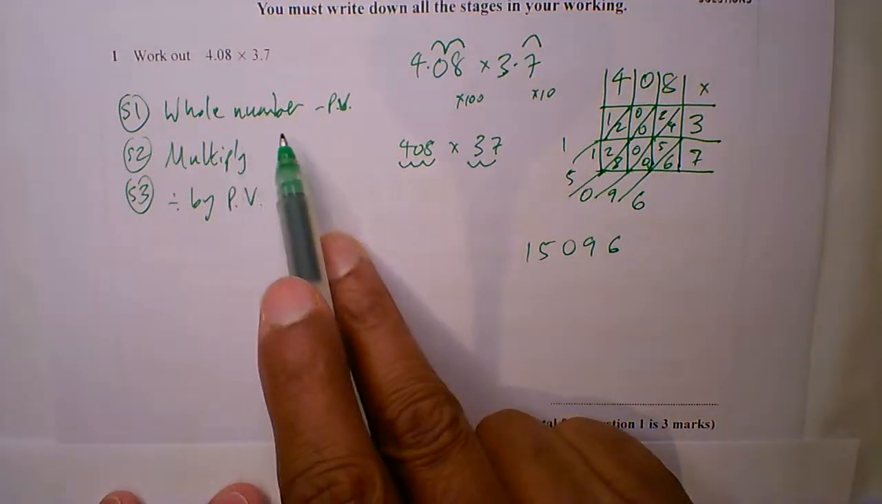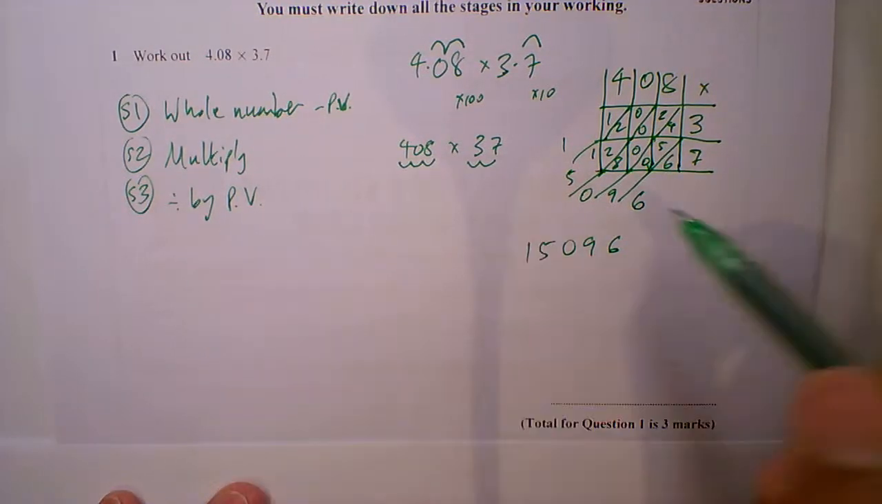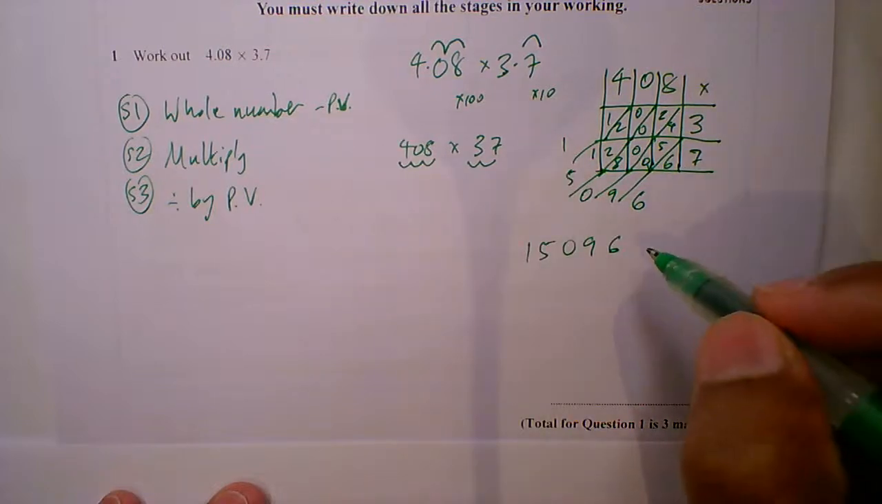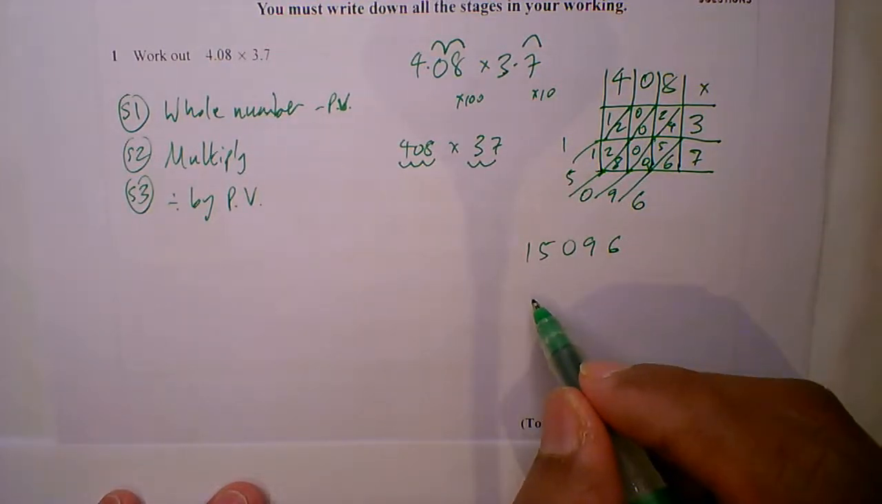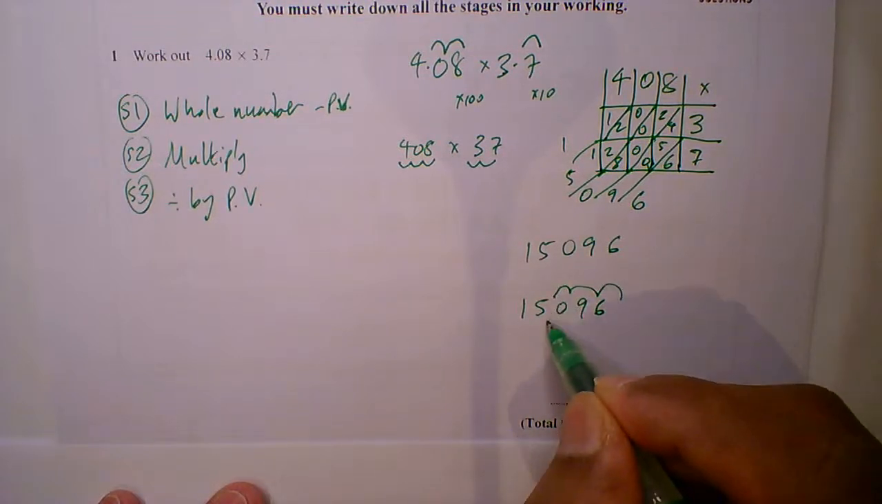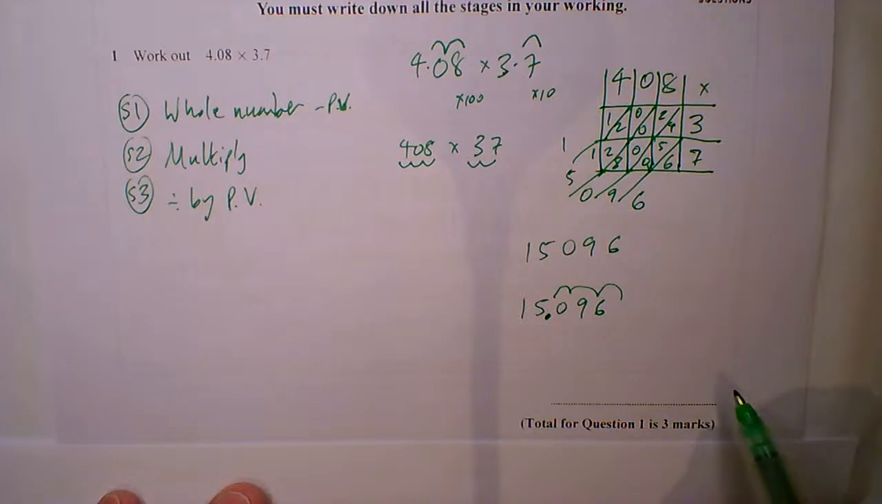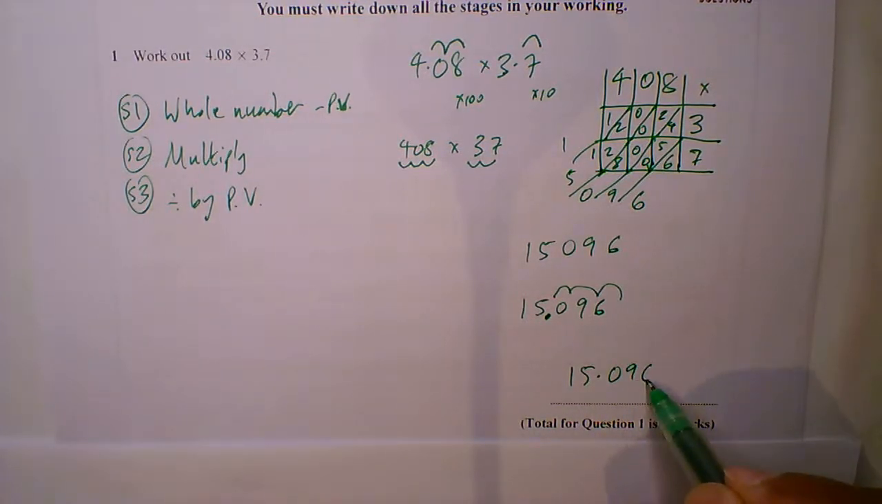Okay, so I've done my whole value, multiplied the numbers, and now I need to divide by the place value. So I am going to be dividing by 1,000. So I've got 3 place values here that I need to add. 1, 2, 3. Put my place value there. So my final answer is 15.096. So 3 marks banked.